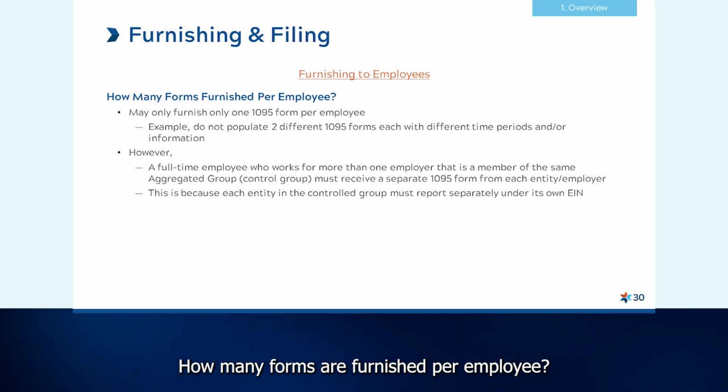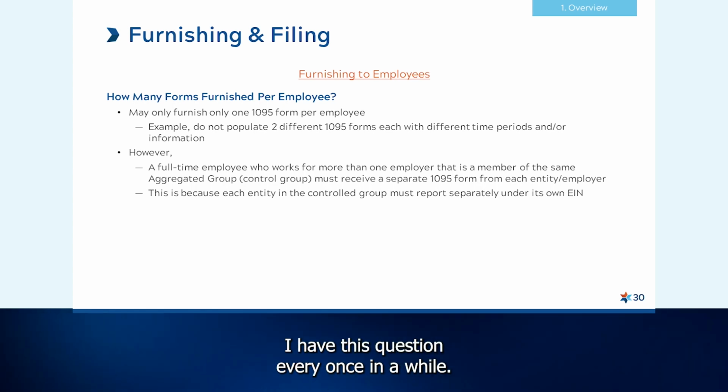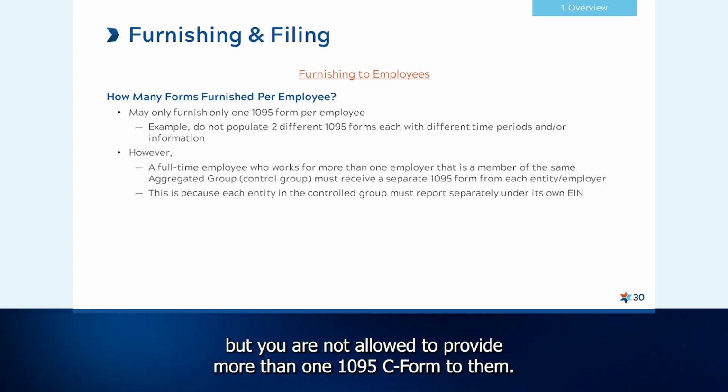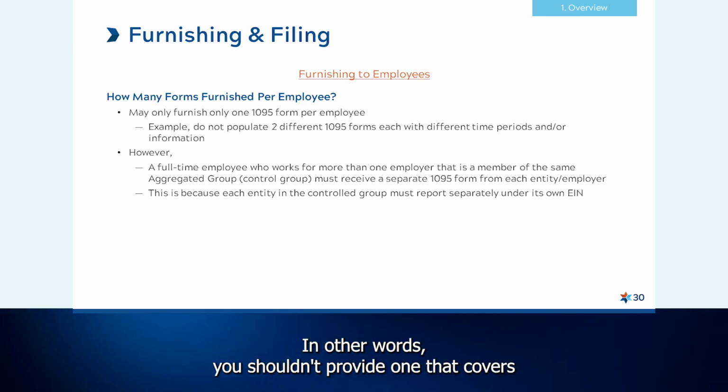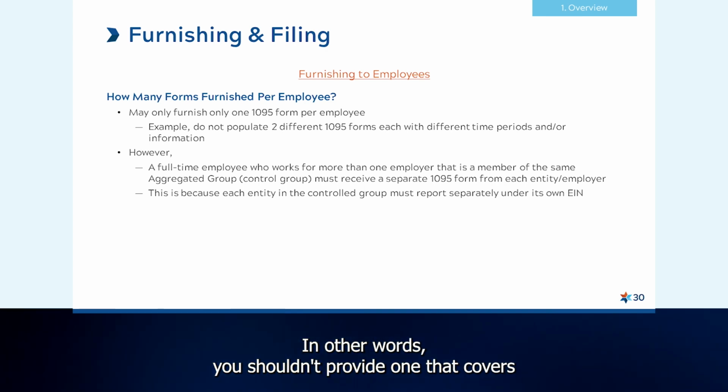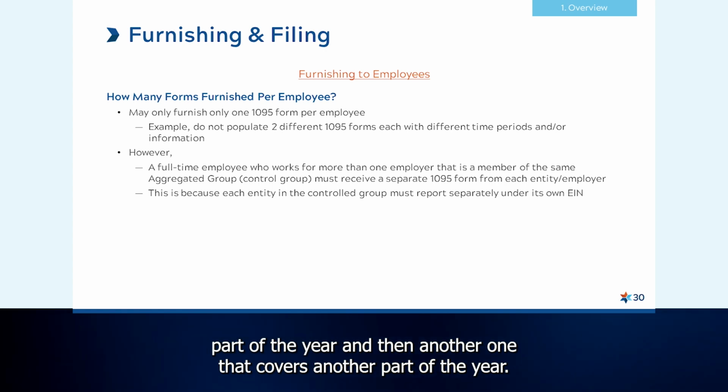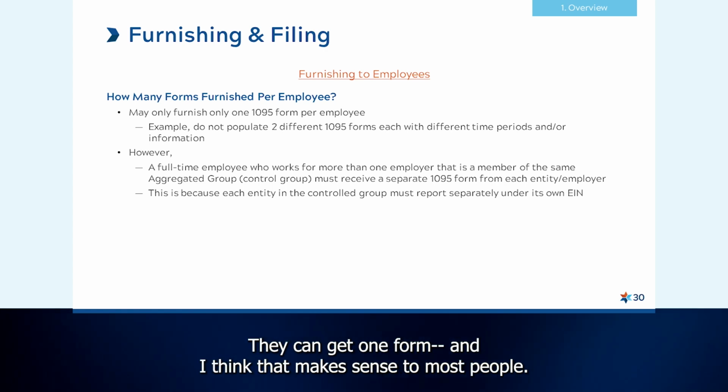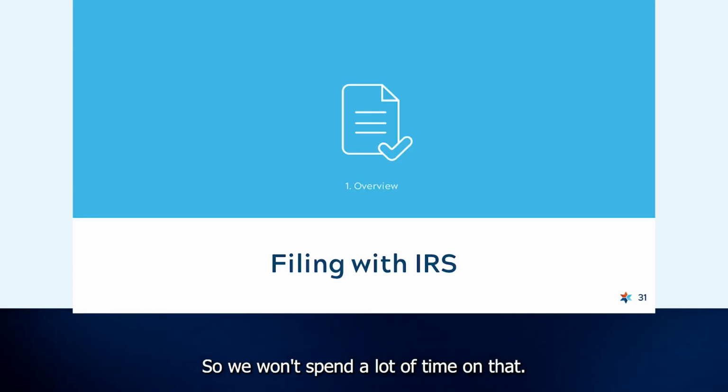How many forms are furnished per employee? I have this question every once in a while. It's not a super common one, but you are not allowed to provide more than one 1095C form to them. In other words, you shouldn't provide one that covers part of the year and then another one that covers another part of the year. They can get one form. And I think that makes sense to most people, so we won't spend a lot of time on that.